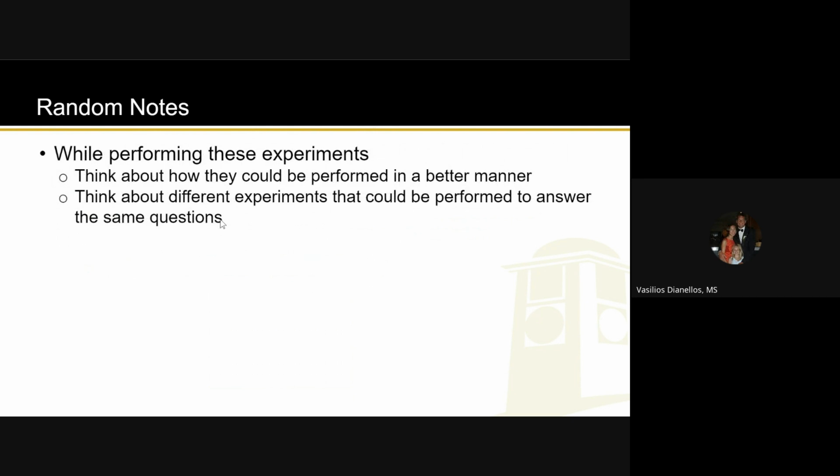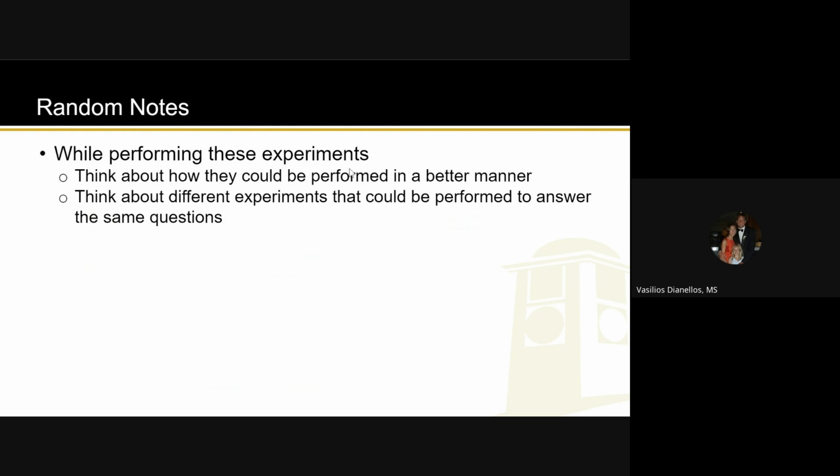Another random note, while performing these experiments, you need to be thinking, and hopefully you've been doing this all semester. I've been trying to train you to do this, but now I'm officially telling you you should be doing this. Think about how these experiments could be performed in a better manner. So think about the flaws in your experiment, right? You've been answering questions like this throughout the semester, and I've put those into those lab worksheets for that reason.